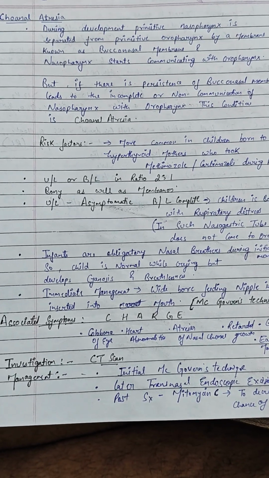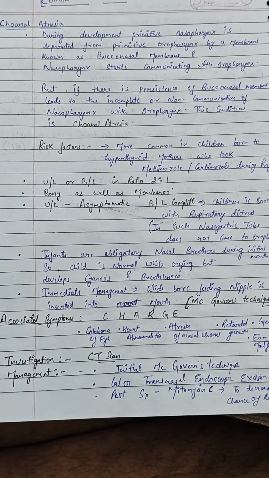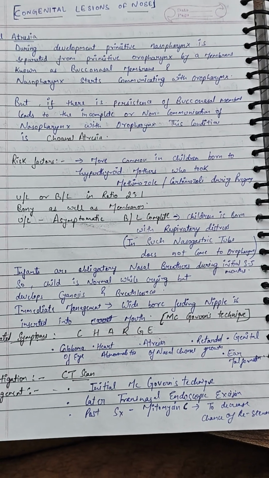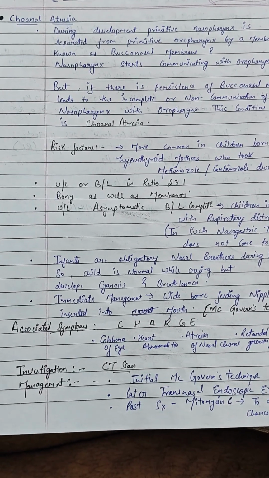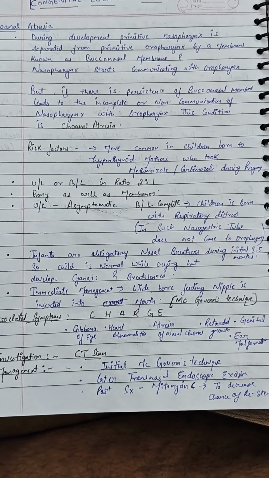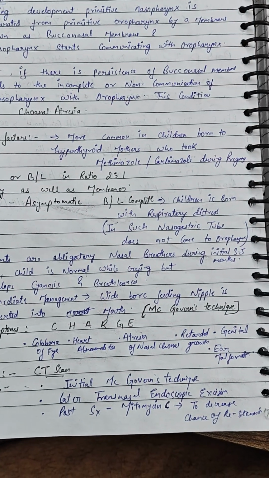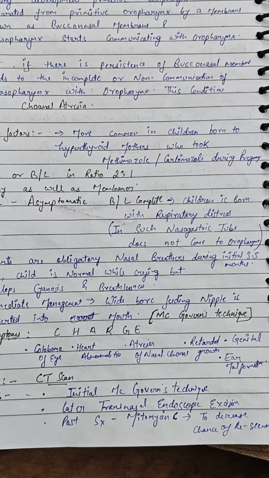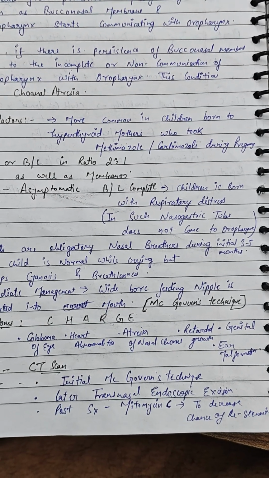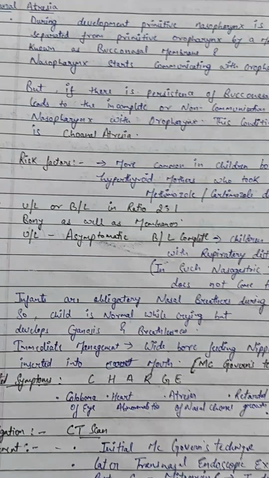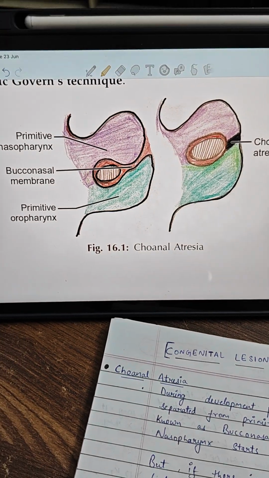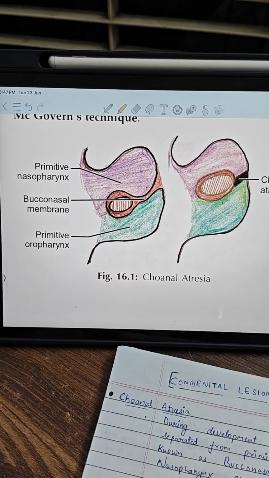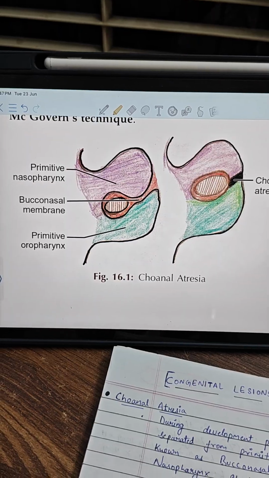C for coloboma of the eye, H for heart abnormalities, A for atresia of the nasal choana, R for retarded growth, and G for genital and E for ear abnormalities. Investigation should be done through CT scan, and the management is initially McGovern's technique, later transnasal endoscopic excision, and after surgery mitomycin C is applied to decrease the chances of re-stenosis. As we can see in the diagram, there is the primitive nasopharynx, and this is the bucco-nasal membrane which remains persistent in choanal atresia.